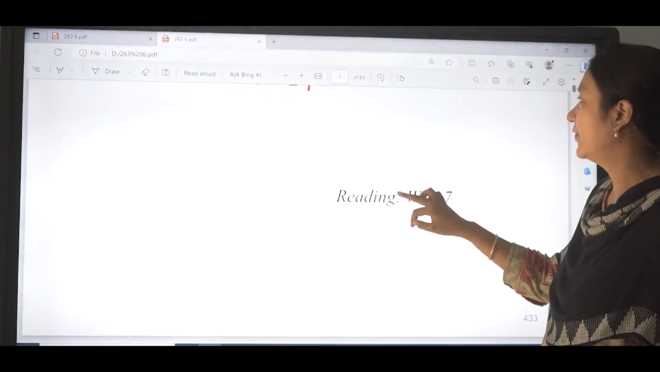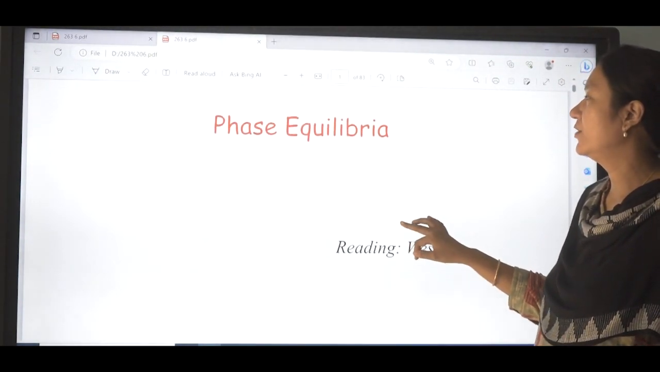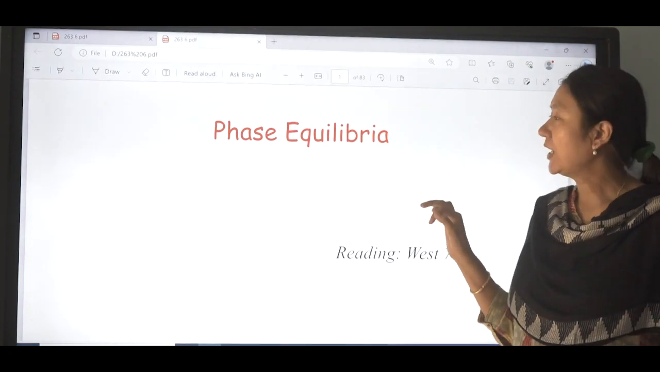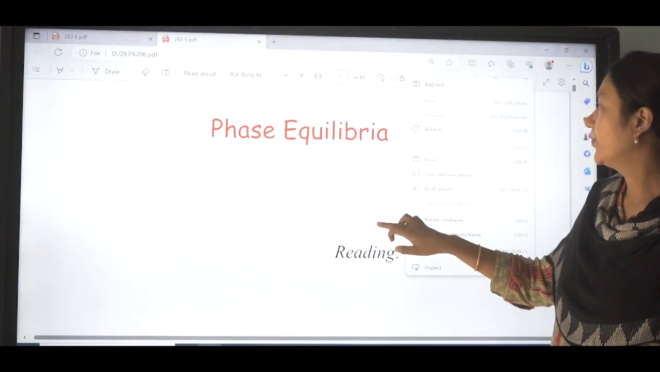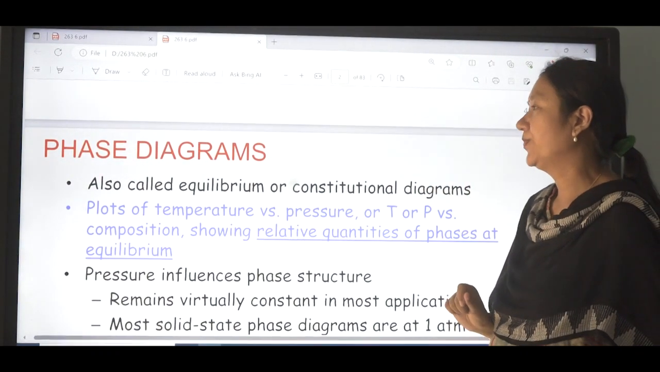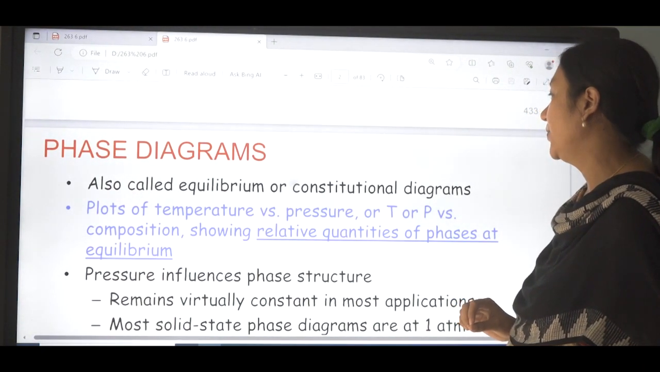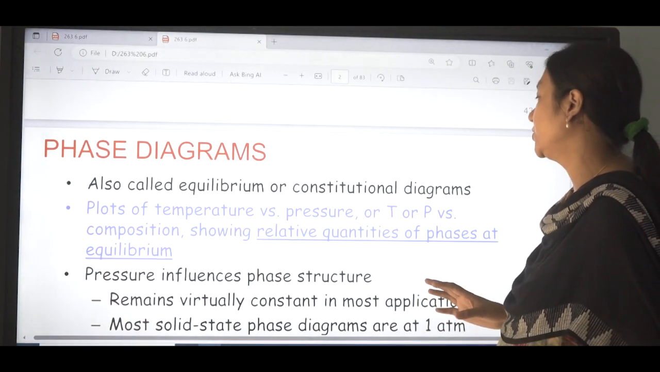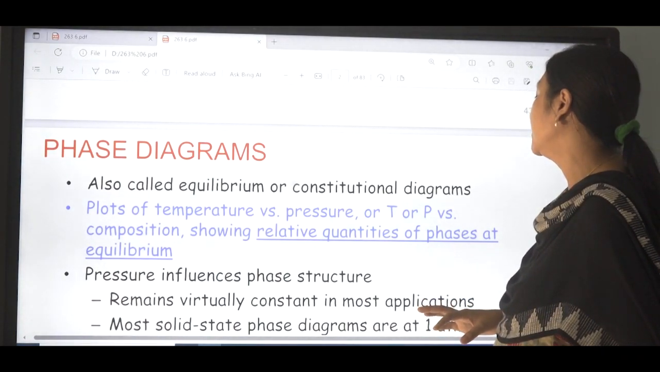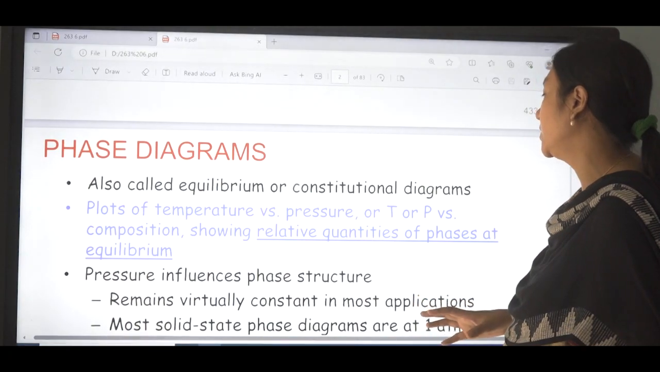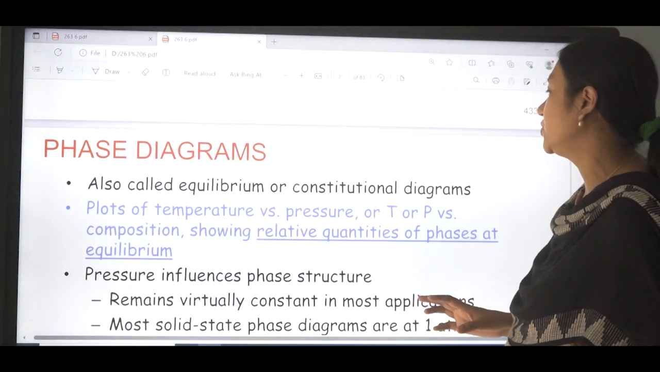So we will discuss a very important topic in physical chemistry, that is chemical equilibrium. So what is a phase diagram? It is also called an equilibrium or constitutional diagram. The plot of temperature versus pressure, or temperature versus pressure against composition, will give us the relative quantities of phases.